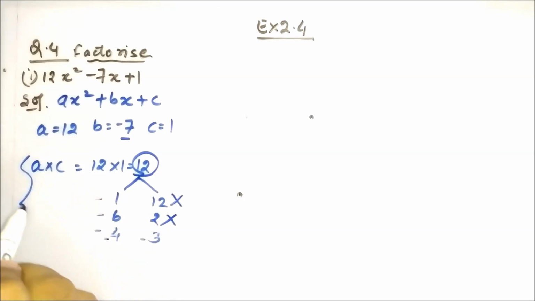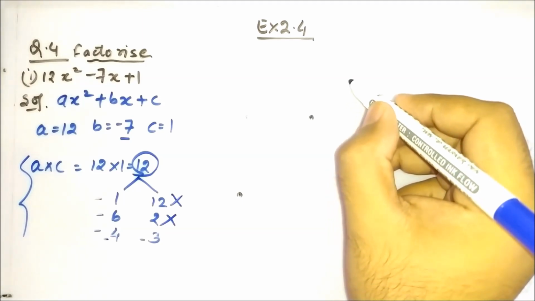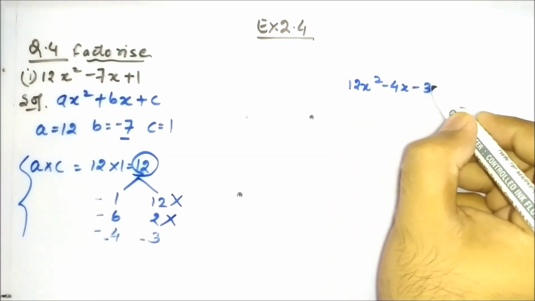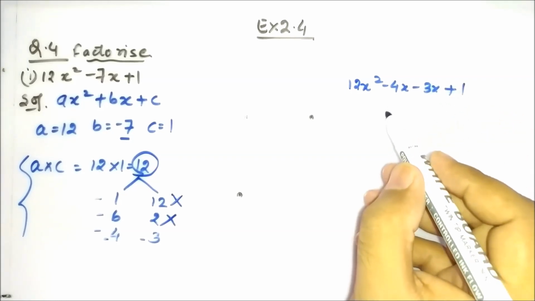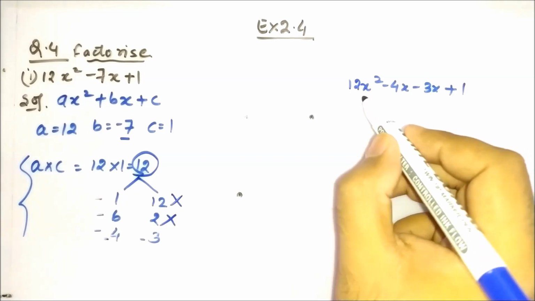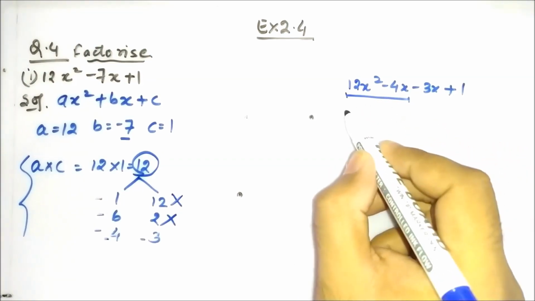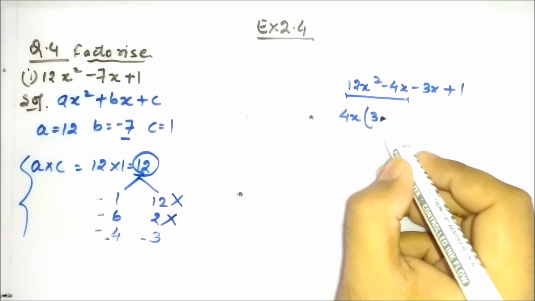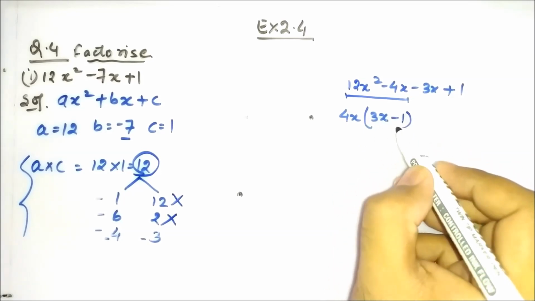So this is the rough work that we have done here. Like this you have to evaluate to find the factors. Our middle term will be split into minus 4 and minus 3. So now this can be written as 12x square minus 4x minus 3x plus 1. So minus 7 is split into minus 4 and minus 3. Now from these two terms we can take 4x as common. So you are left with 3x minus 1.